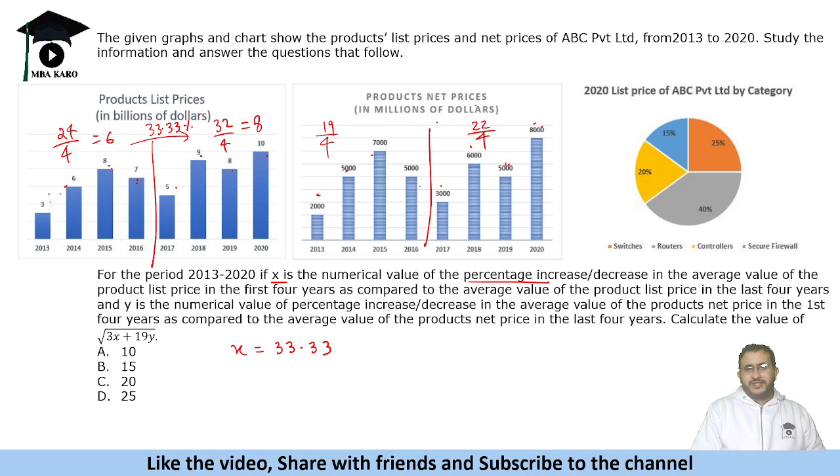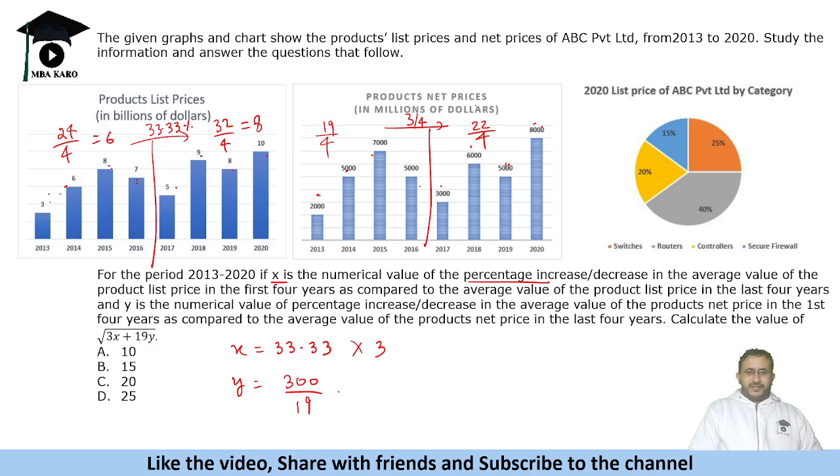Okay, so the increase is 3 by 4 out of 19. So the increase is 3 by 19, so y is equal to 300 by 19 because it is in percentage terms. 3 by 19 is the increase, and if you multiply by 100 to get percentage, this is the value. So we need to find the square root of 3x plus 19y.